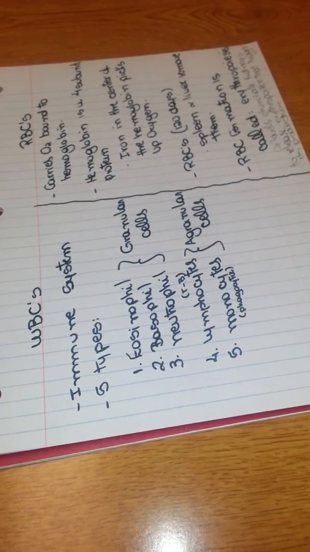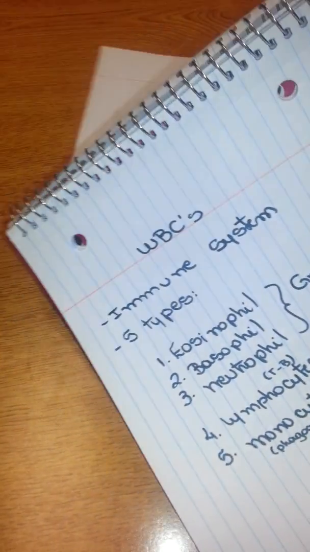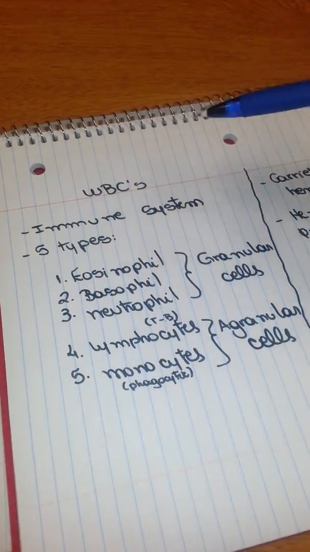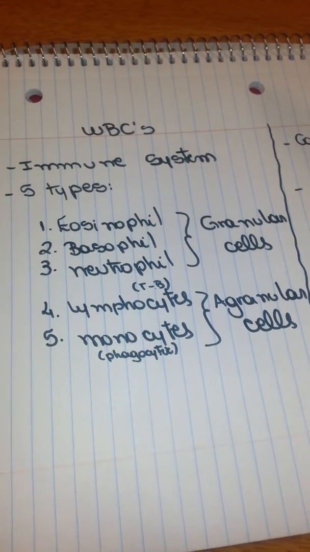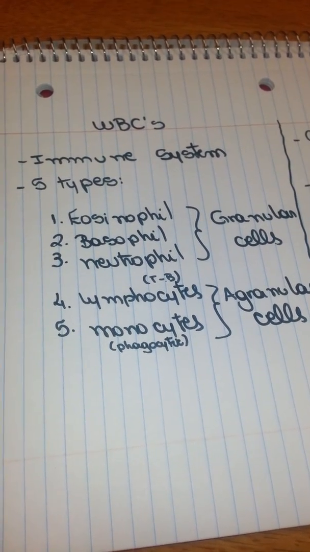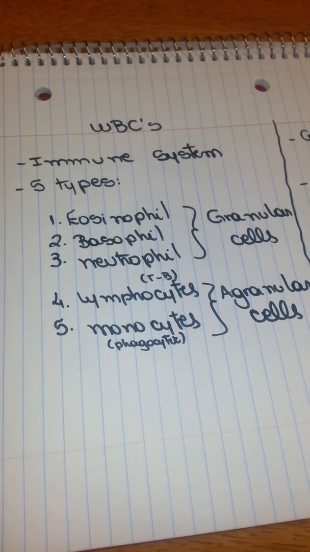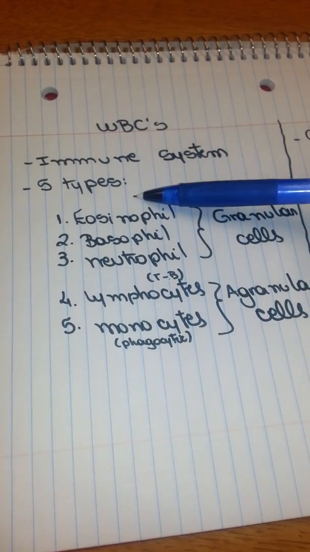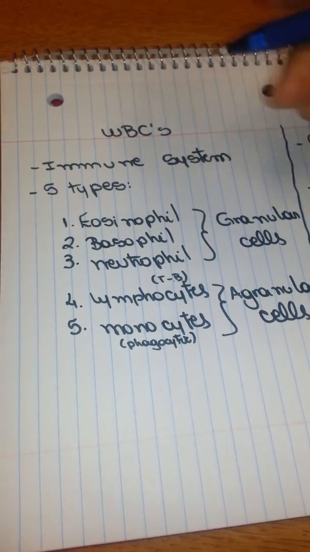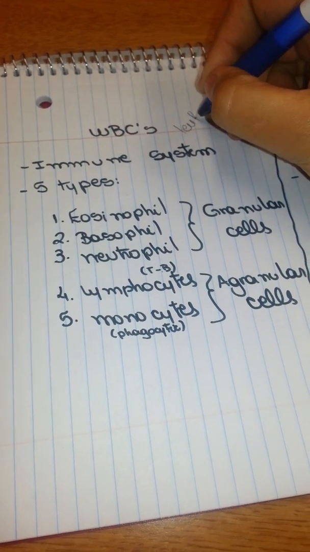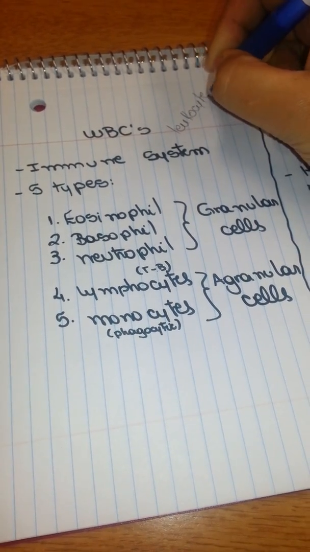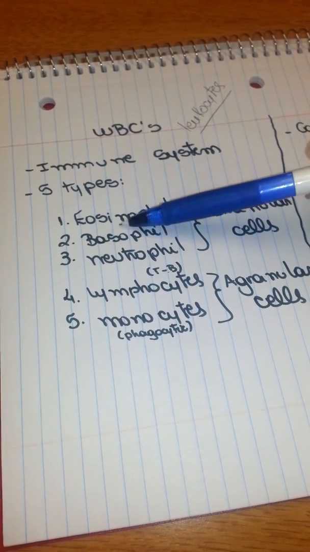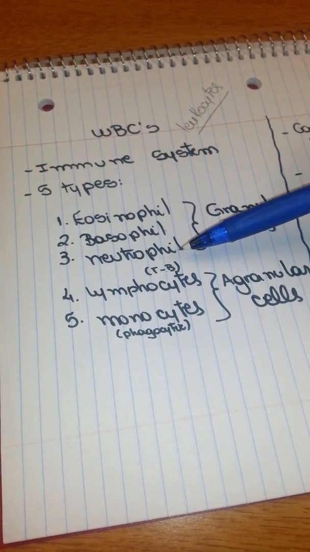Now we'll compare white blood cells with red blood cells. Let's talk about the white blood cells first. The white blood cells are important for the immune system. They help to fight allergies and diseases and pathogens. There are 5 types of white blood cells, or what we call leukocytes. And they are the eosinophil, the basophil, and the neutrophil.